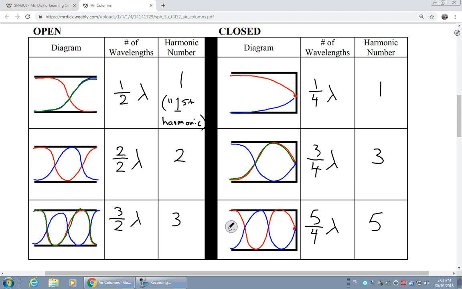So again, for closed-end standing wave patterns, we actually don't talk about there being a second or a fourth or a sixth or any even-numbered harmonics just because of the way the fractions work out. Because we want a way for that harmonic number to connect directly to the top number in our fraction of wavelengths.